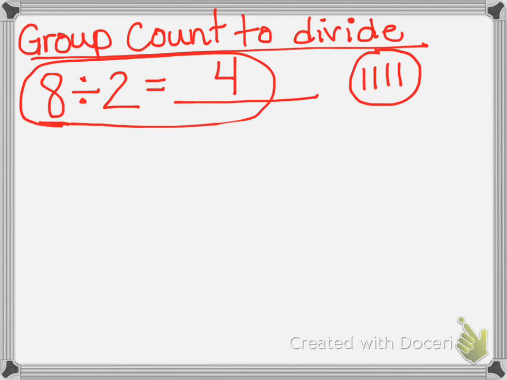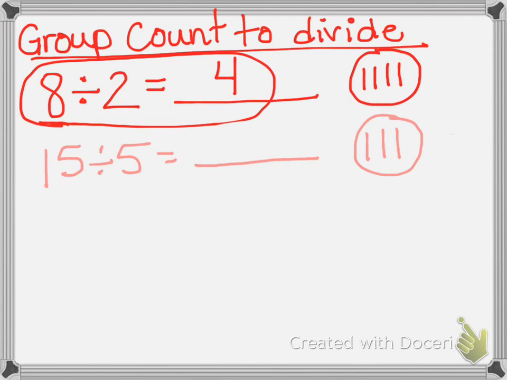All right, let's do another one. 15 divided by 5 has a quotient of what? Well, I can count by 5s to 15. 5, 10, 15. How many 5s did I count? I counted 3 5s. 15 divided by 5 has a quotient of 3. Make sure you've written this on your paper.